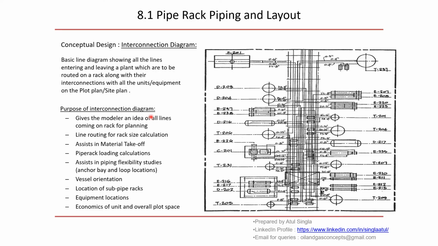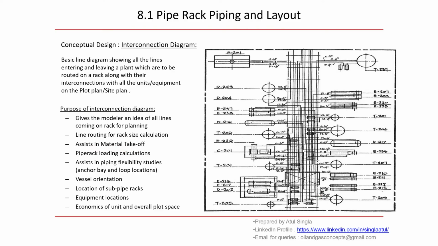So what is the purpose of the interconnecting diagram? It gives the modeler an idea of all the lines coming on the rack for planning. Once we have this diagram with us, we can plan how many lines there are, and how many people will be required to route these lines, and all that. Line routing for rack size calculation: once we know that 100 lines are there, then we can plan our rack accordingly.